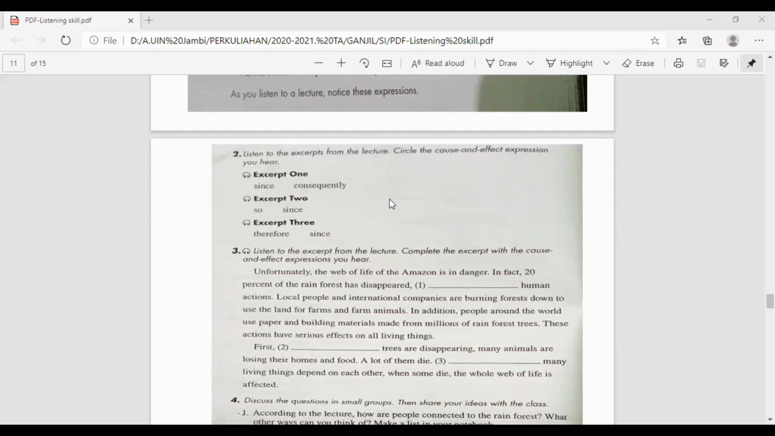Okay guys, next, please listen to the excerpt from the lecture. Circle the cause and effect expression you hear, whether it is since, consequently, so, or therefore. Okay, circle them when you listen to the excerpts from the lecture. Focused listening, Exercise 2, page 26. Excerpt 1.